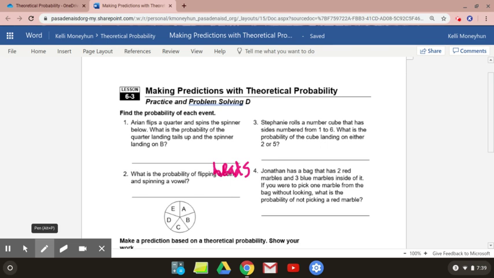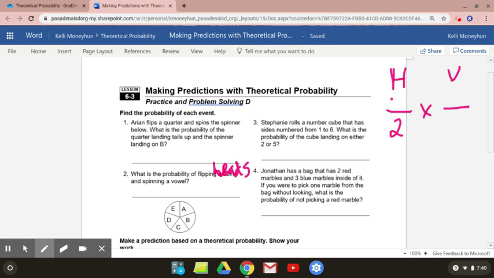Okay, so first, let's set up our probabilities. We have the probabilities of flipping a heads. And then we have the probability of spinning a vowel. Okay, so I'm going to label it just so we stay organized. Totals always go on the bottom. What you're looking for goes on the top. So how many heads are on a coin? Fill that in right here.